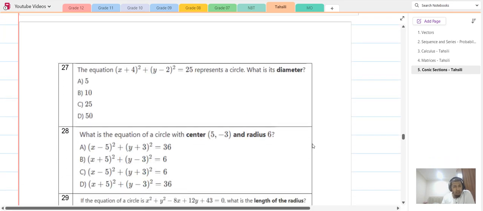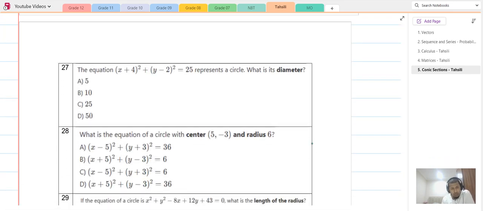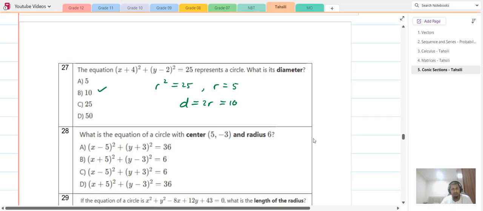Next one. The equation x plus 4 all squared plus y minus 2 all squared is equal to 25 represents a circle. What is its diameter? We know r squared is equal to 25, so r is equal to 5. So the diameter is 2r, which is 10. So the diameter is 10. I hope you guys understood that. We don't need to worry about the center. We only focus on the radius. The diameter is twice the radius.